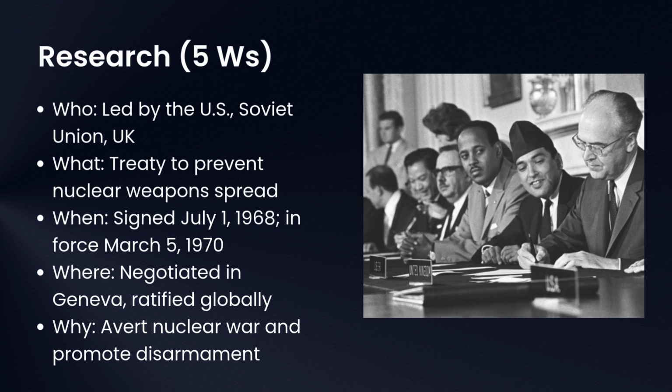To set the stage, the Nuclear Non-Proliferation Treaty was created in response to global fears during the Cold War that nuclear weapons could spread uncontrollably. The US, Soviet Union, and United Kingdom led negotiations under the UN. It opened for signature on July 1st, 1968, and entered into force on March 5th, 1970. The treaty had three main goals: to prevent the spread of nuclear weapons, promote peaceful uses of nuclear energy, and eventually lead to disarmament. Negotiations took place in Geneva, but its impact was and still is global.